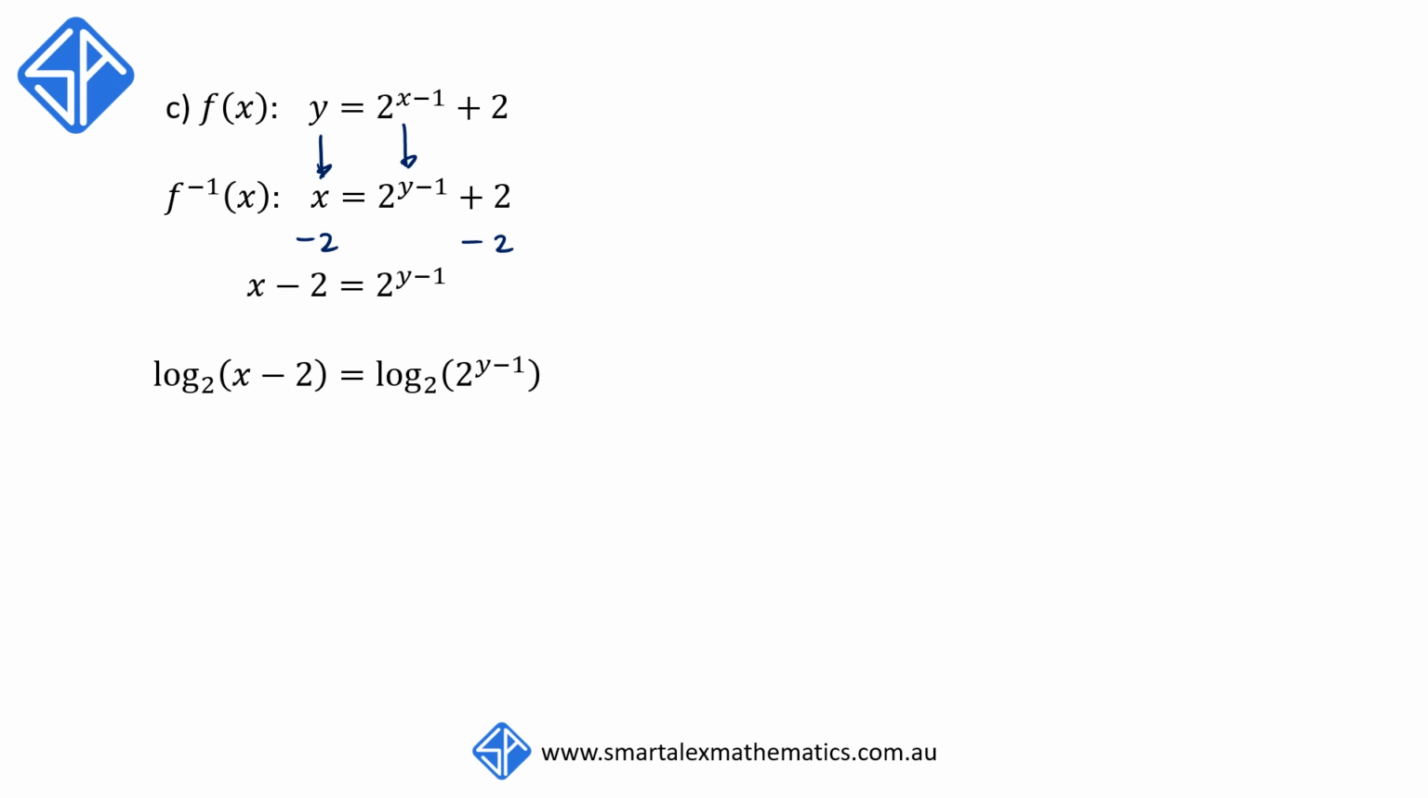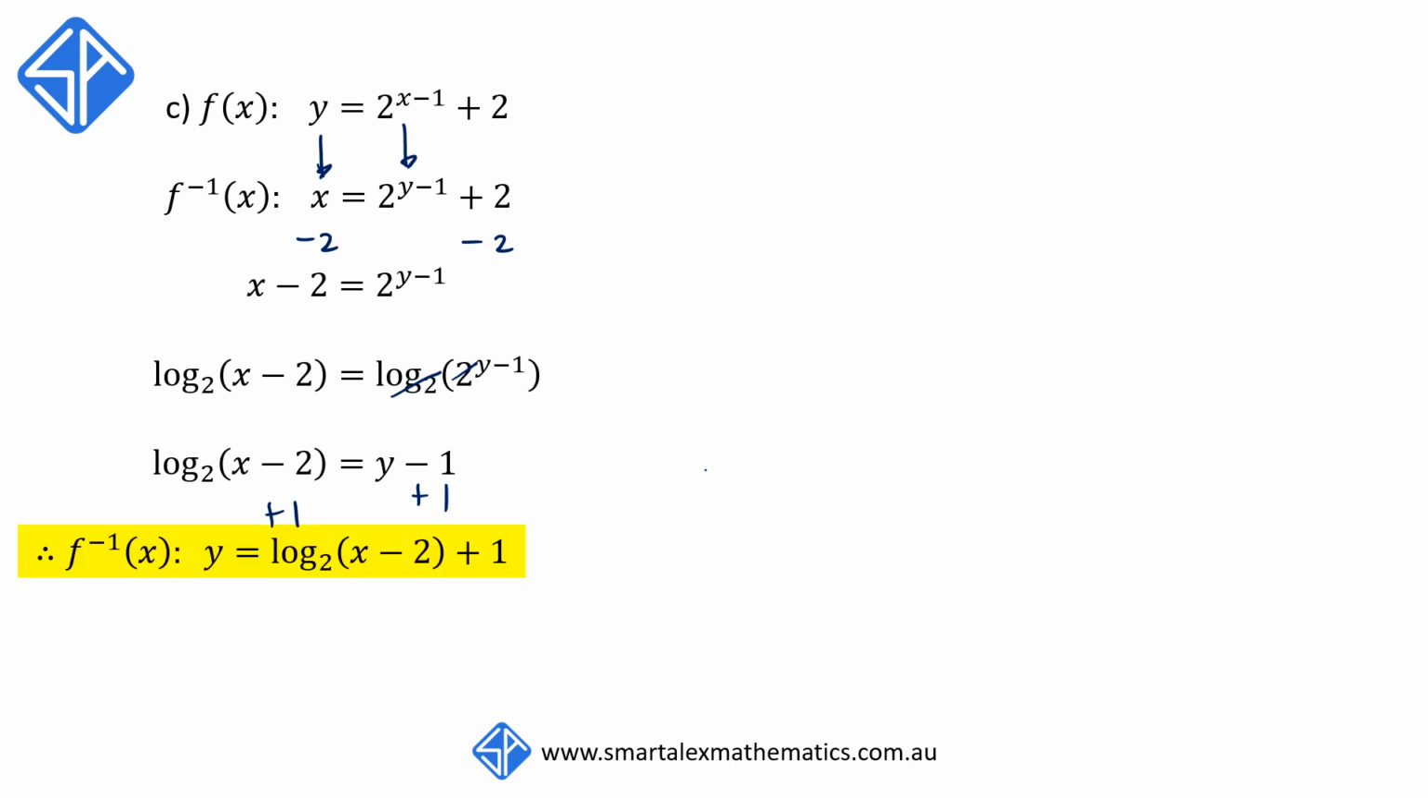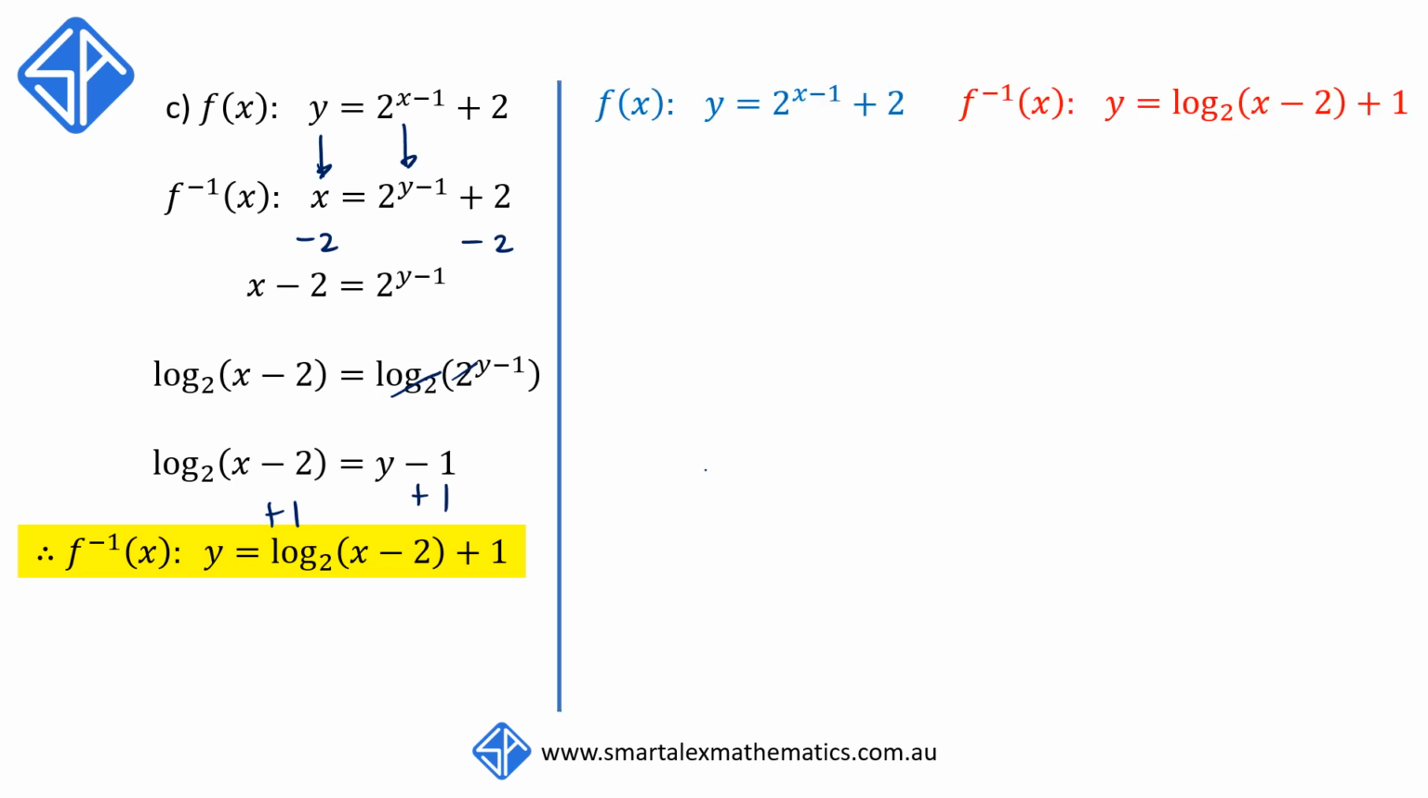The log and the exponentials are inverse functions, so they're going to cancel each other out. So we're going to get log base 2 of x minus 2 is equal to y minus 1. We then add 1 to both sides. So we have now our inverse function defined as y is equal to log base 2 of x minus 2 plus 1. Let's now look at the domains and ranges of these two functions.